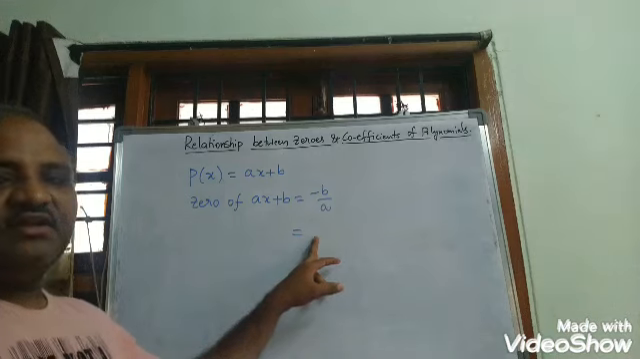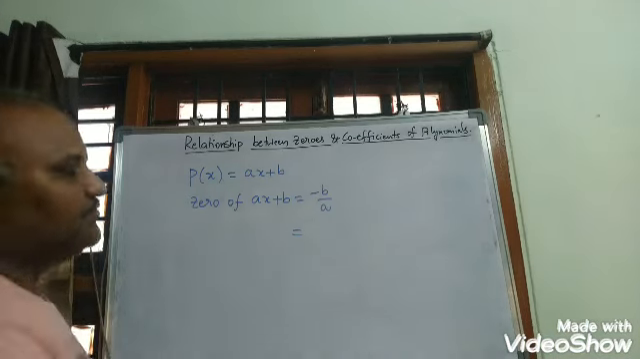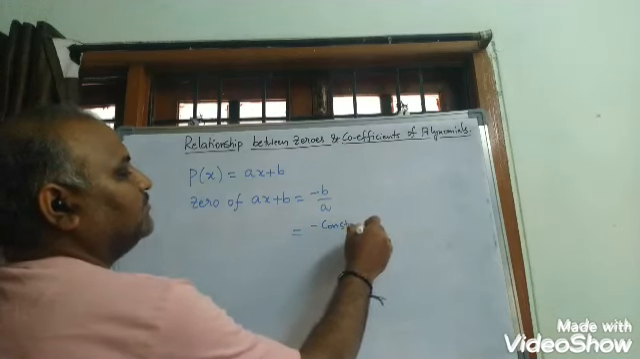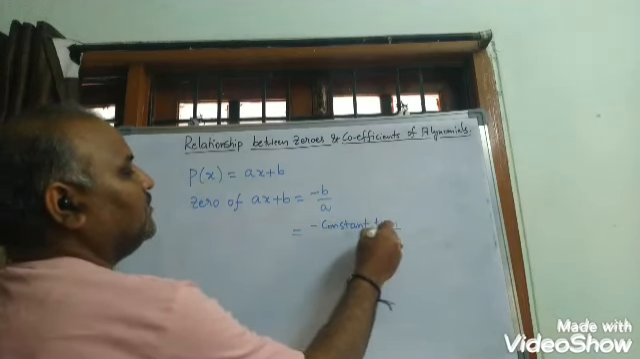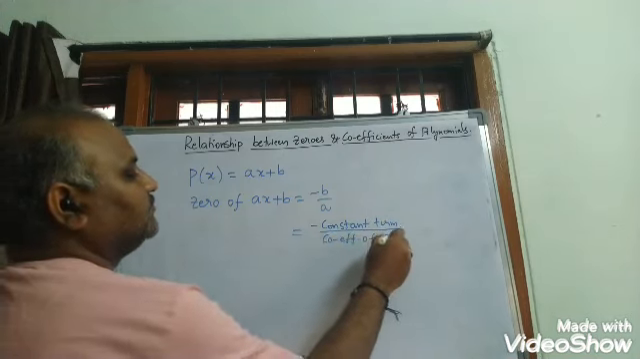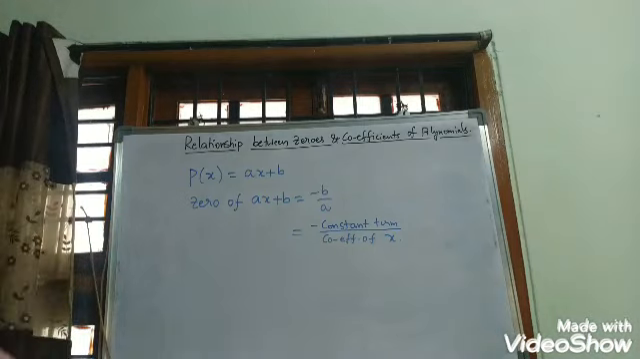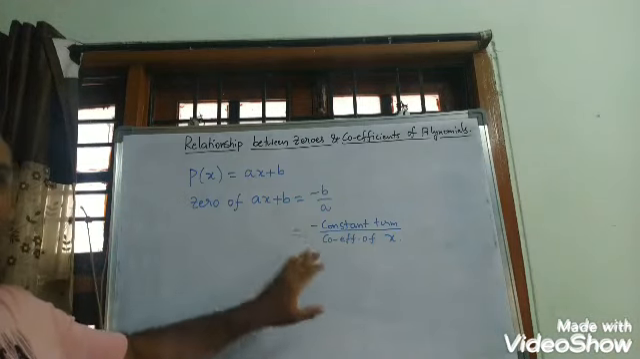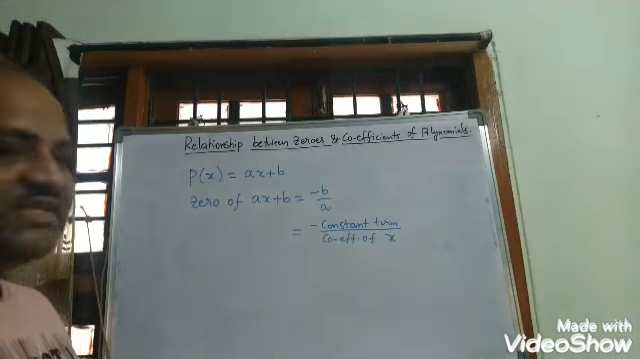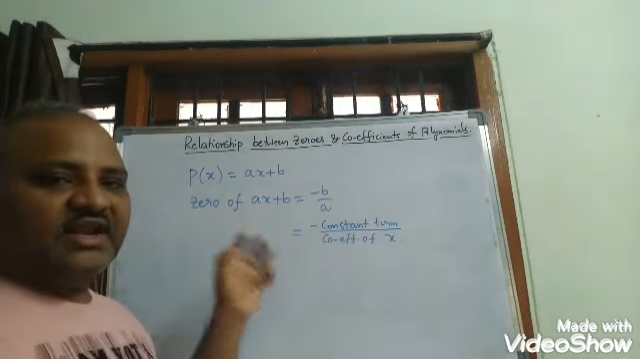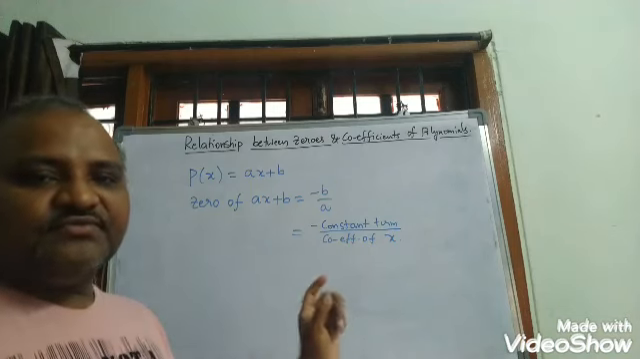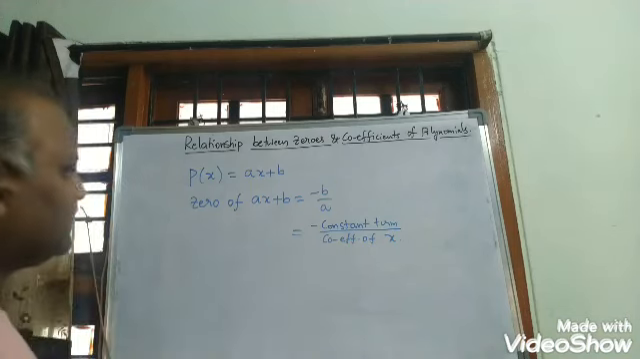Well, this is minus of the constant term by the coefficient of x. This is the formula to directly find the zero of a linear polynomial, which we have discussed already. Now let us see the relation between zeros and coefficients of a quadratic polynomial.